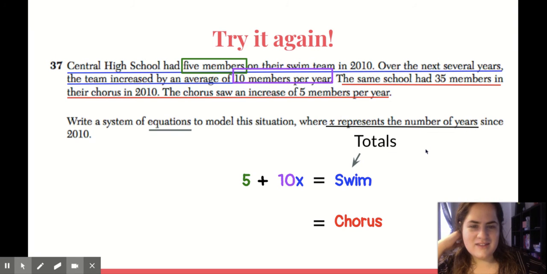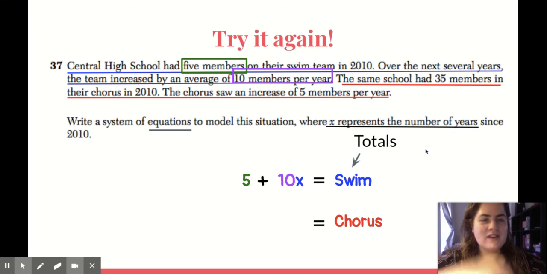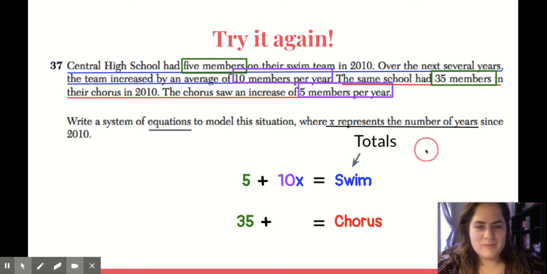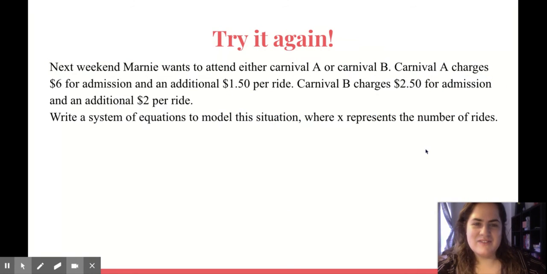Let's look at the chorus. What do you think the expression would be for the chorus? Let's go over it. 35 members would be 35 plus 5 members per year, 5X, and that's it. So I'm going to have you try this one on your own.